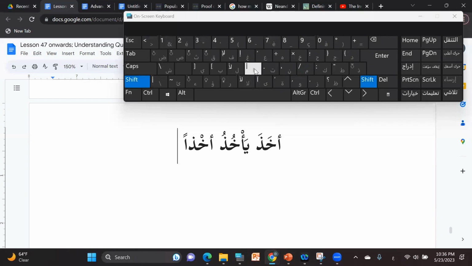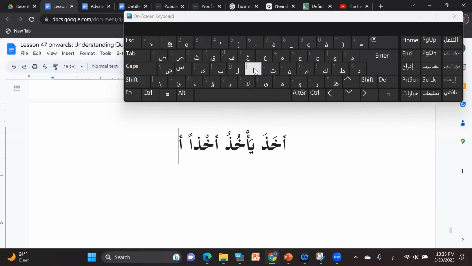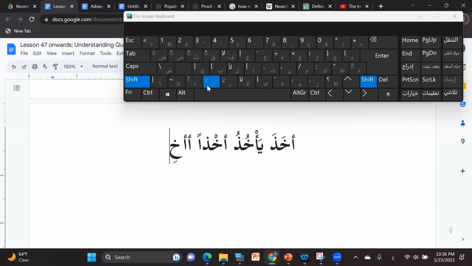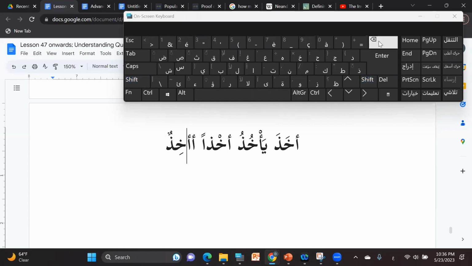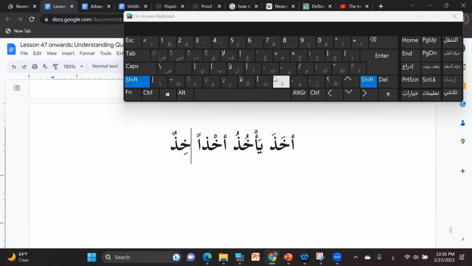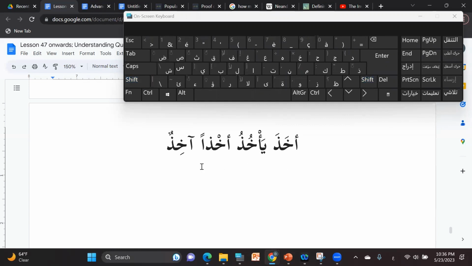Again, the same pattern. We are going to have two Hamza here, one from the root letter and one from the pattern of Fa'ilun. Again, these two hamza, we can put a mad here. So Akhaza Yakhuzu, Akhzan, Fahuwa Akhizun.